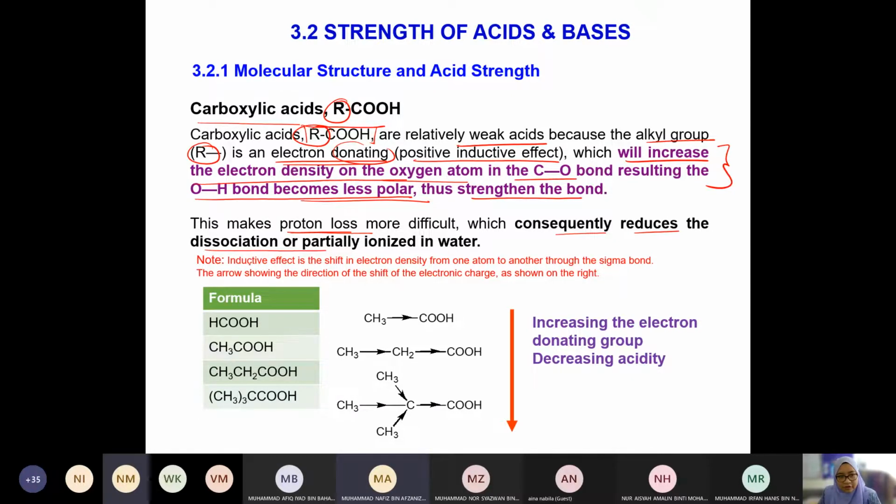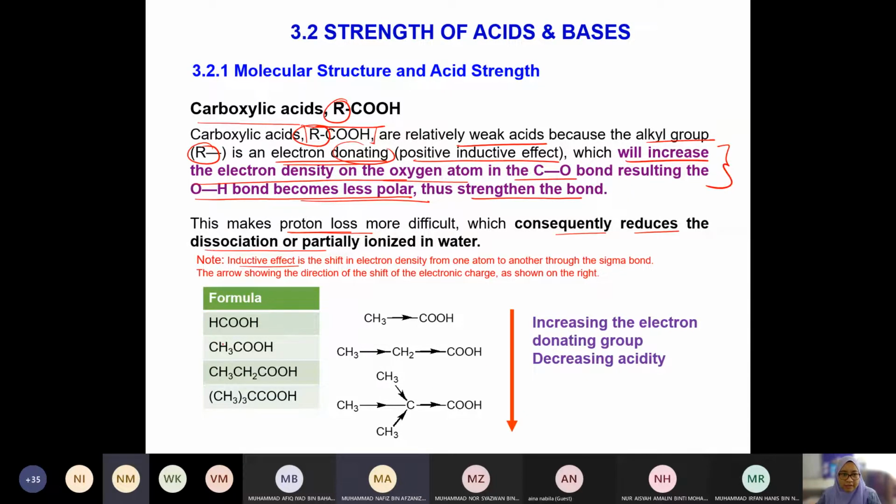Alright, so we have a note here: inductive effect. What is the inductive effect? It is the shift in electron density from one atom to another through the sigma bond. The arrow shows the direction of the shift of the electronic charge, as shown on the right. Like I said just now, the electron density is being transferred from one group of atoms to the bond. Inductive means they induce. They donate the electron density to the bond, so this causes the bond to become even stronger.